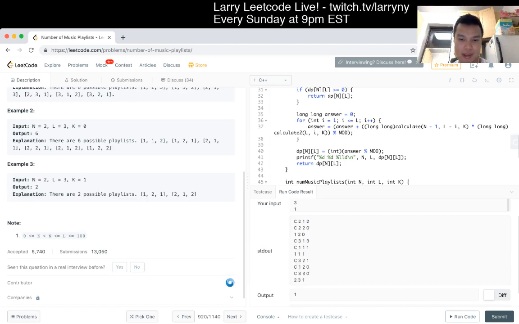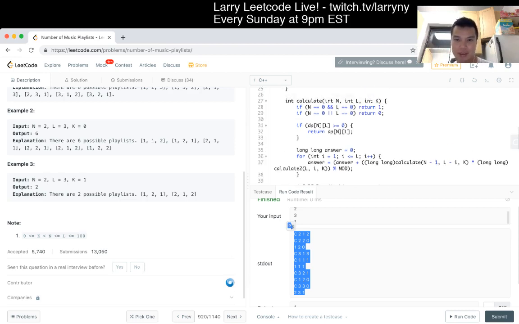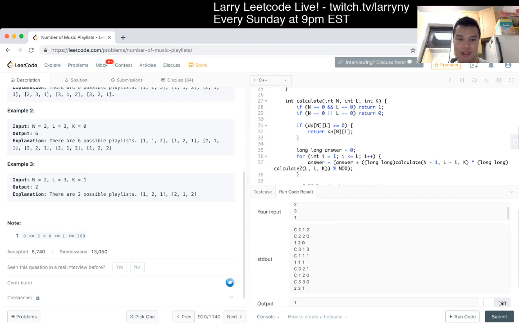This should not be 0, actually. I'm mixing some stuff again. Or maybe my base case is just wrong. So this should actually be 1. Why? Because you have one song and one possibility because they're just the same song and we don't have to care about K in here. Okay, I believe that. So why is it returning 0?